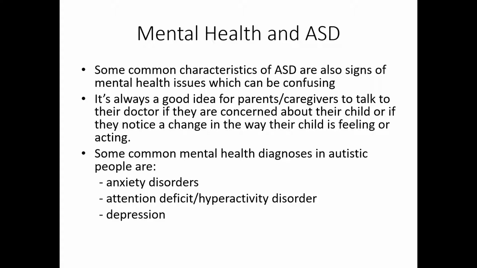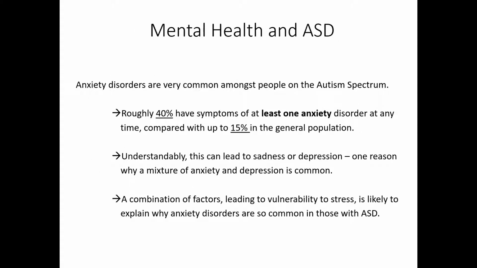Some common mental health diagnoses in autistic people include anxiety disorders, attention deficit hyperactivity disorder, so that could be ADHD or ADD, and depression, which falls under mood disorder. Anxiety disorders are very common among people on the autism spectrum. Roughly 40% have symptoms of at least one anxiety disorder at any time, compared to up to 15% in the general population. And understandably, this can lead to sadness or depression.